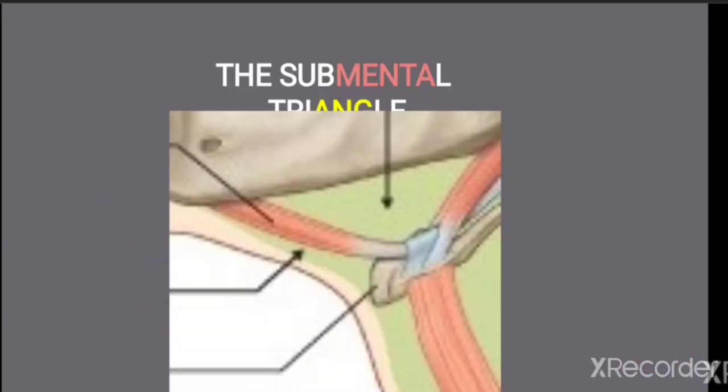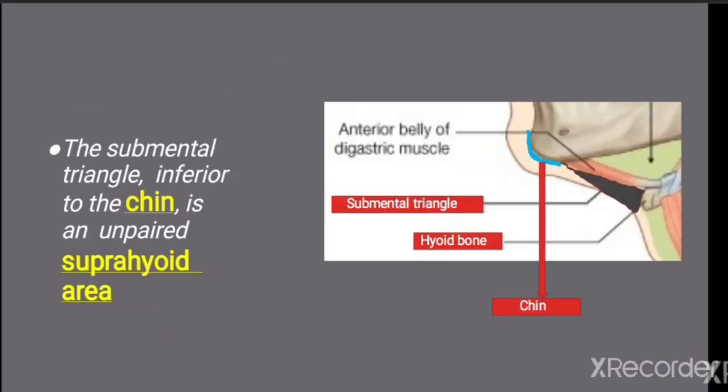So first we discuss the submental triangle. Submental means below the mentum. Mentum means at the midline, where there is symphysis menti formation, when the two parts of the mandible fuse in the midline. And below that we have the submental triangle, just below the chin. The submental triangle is inferior to the chin, it is unpaired, and it is a suprahyoid area.